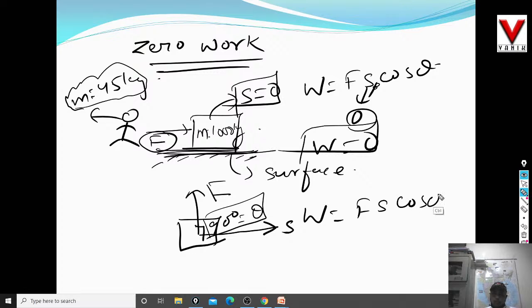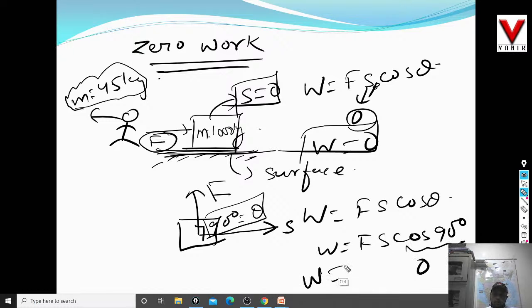W is equal to Fs cos theta. So W is equal to Fs cos 90 degree. The value of cos 90 degree is 0. So W is 0 again. That means when force and displacement are perpendicular to each other, work done is 0.